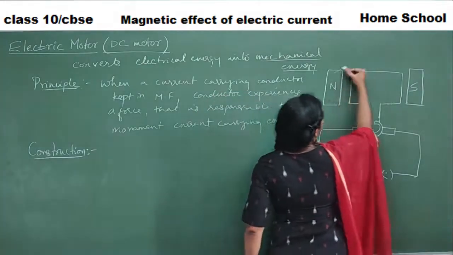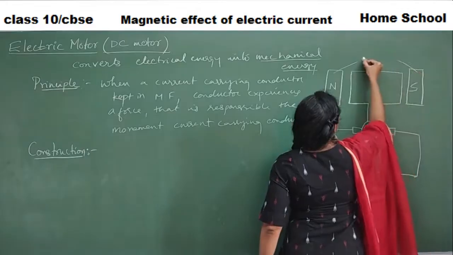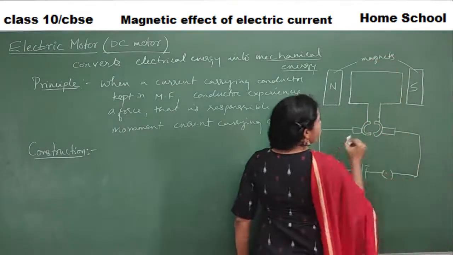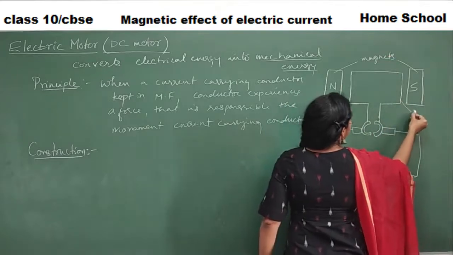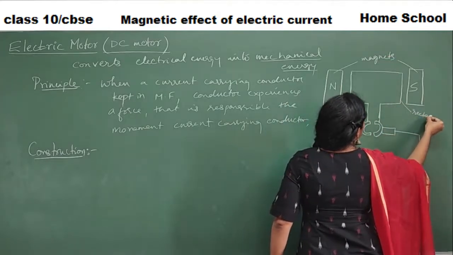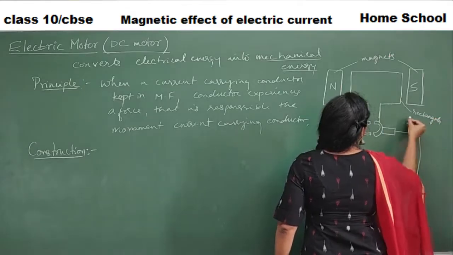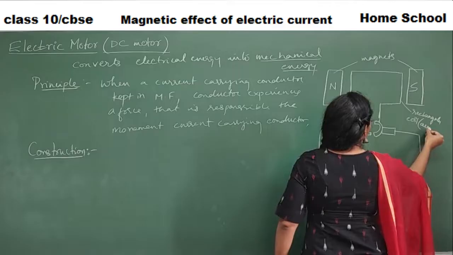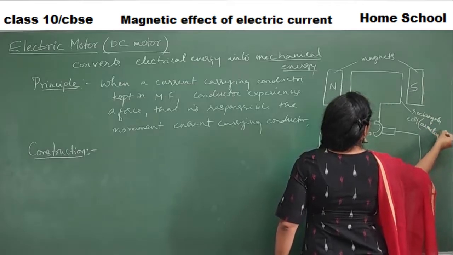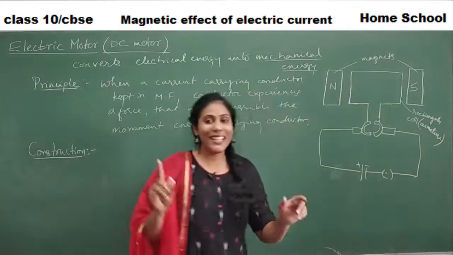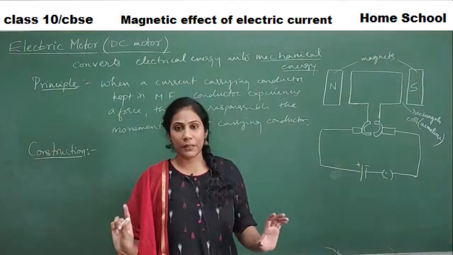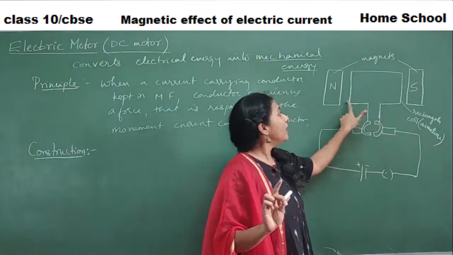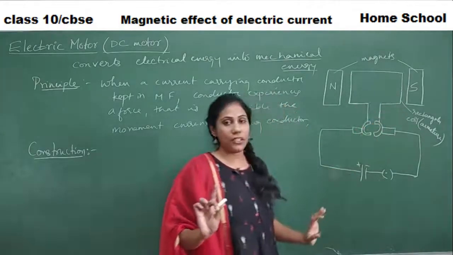So what are these? These are our magnets. And what is this? This is called the rectangular coil. This is also called the armature. I'll tell you why we call that the armature. Actually this is a conductor, our main conductor, which we took in the form of a rectangle shape.